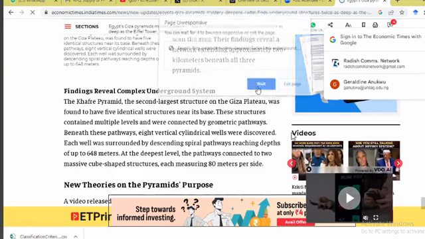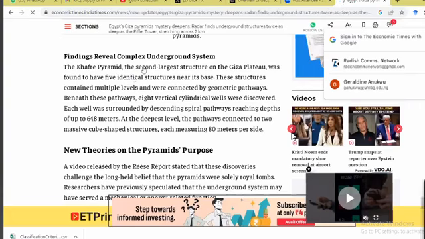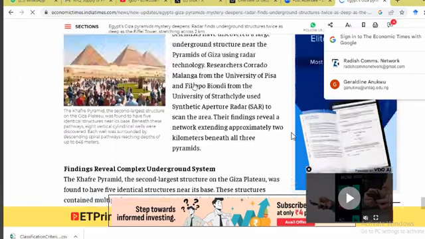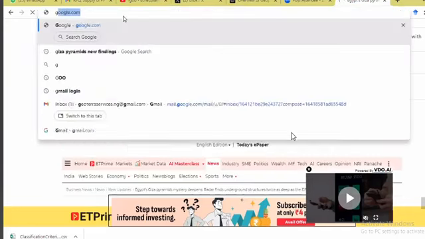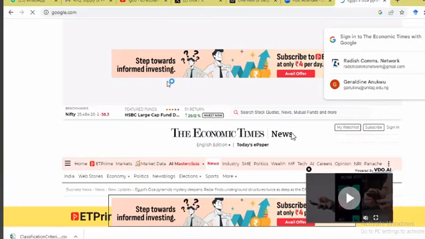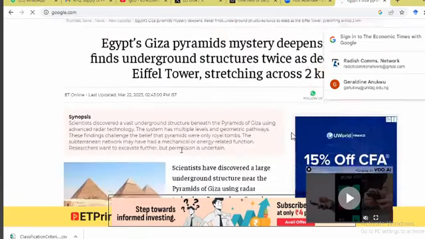So you see the Khafre pyramid, the second largest structure on the Giza Plateau, was found to have 5 identical structures near its base. I want to try and look up the model the scientists got. You just see how amazing the ability for us to see the subsurface is.